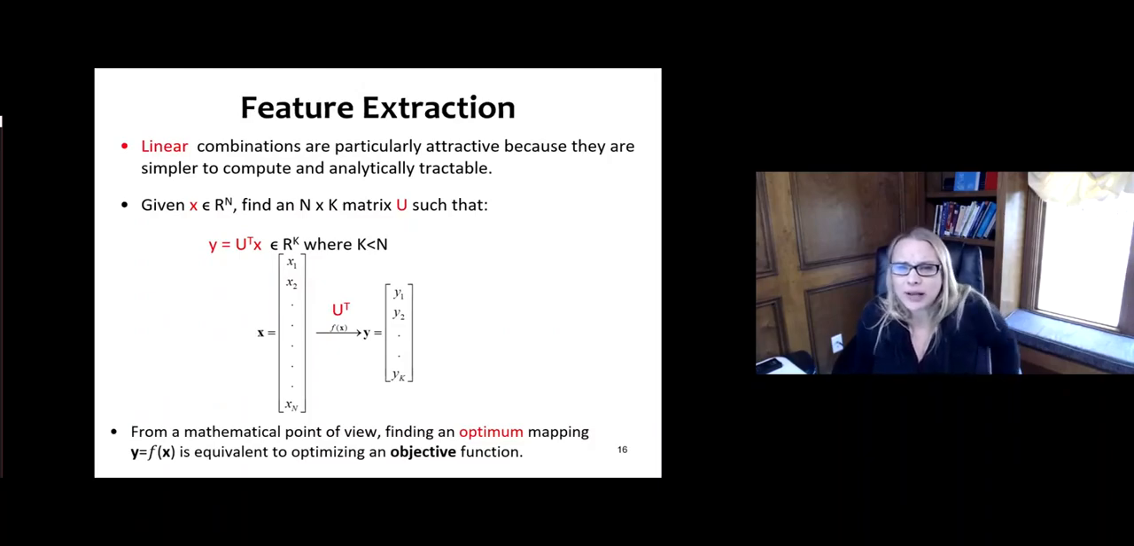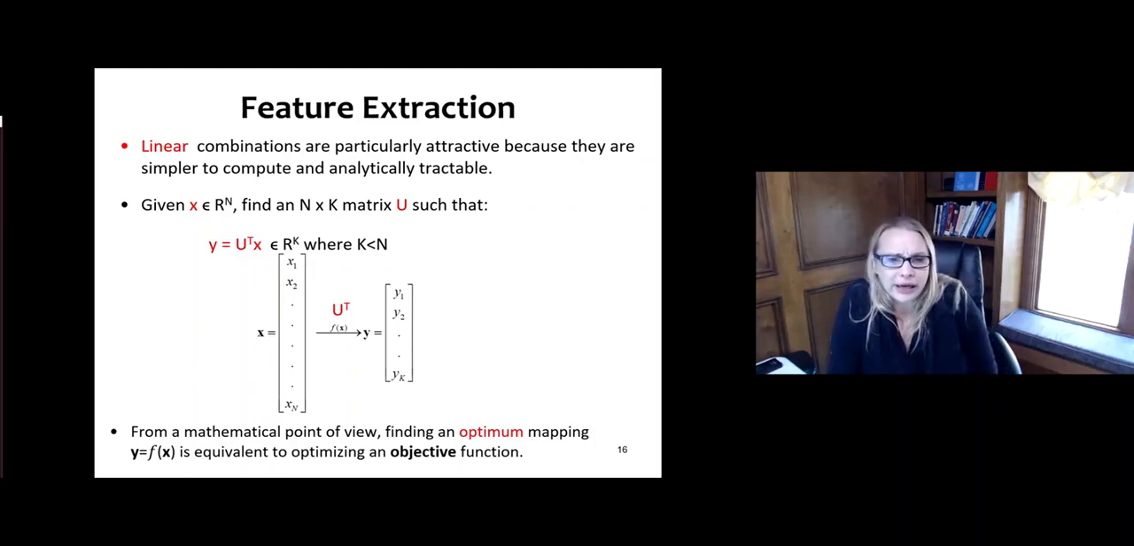So let's just spend a few minutes. I'll just touch on this and explain what's going on. To do the feature extraction or the principal component extraction, we're doing a linear combination of different variables to extract a principal component. And this is particularly attractive because they're simpler to compute and analytically tractable. So given that you have an X that is an element within R^n, we can find the n times k matrix U such that we can project our experiments onto a new set of k principal components.